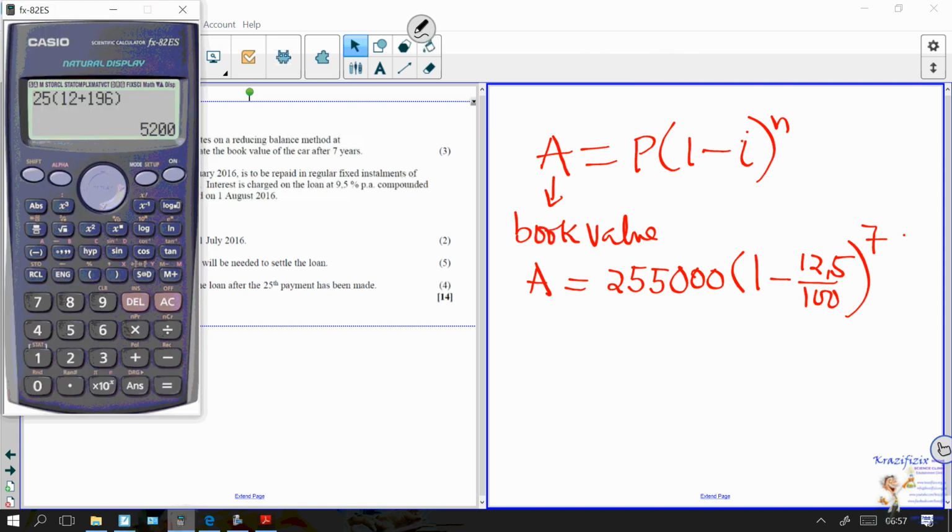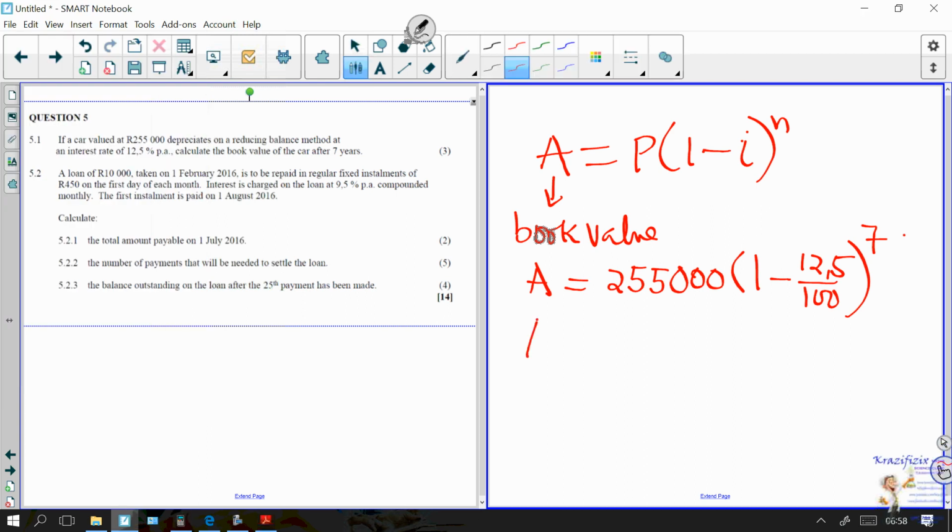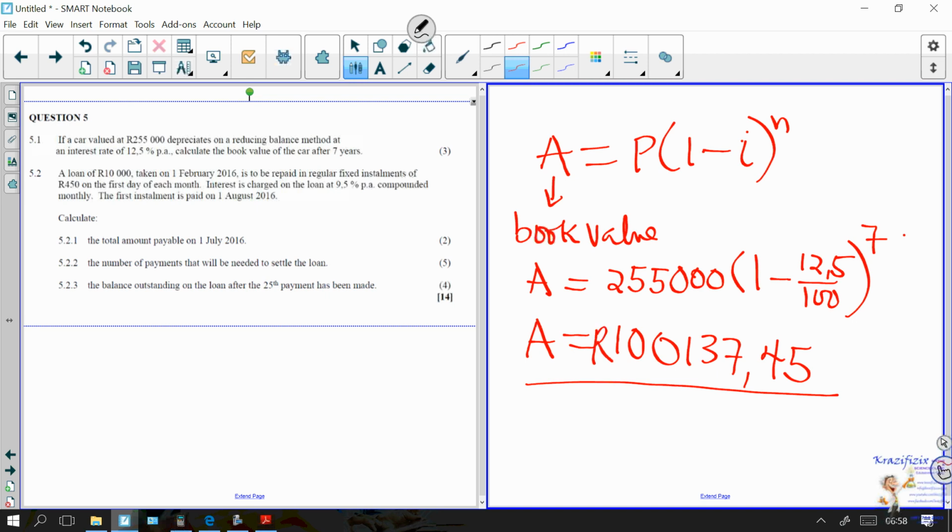All right, here we don't gamble with our head. We run to the calculator. 255,000. All right, we open a bracket. 1 minus what do we have? 12.5 divided by what? 100. We close the bracket and exponent 7. What do we have? We have 100,137. So my present value, that's what we call book value. It's the present value now, what it is worth now. Because it's depreciating, my amount is bound to be smaller.